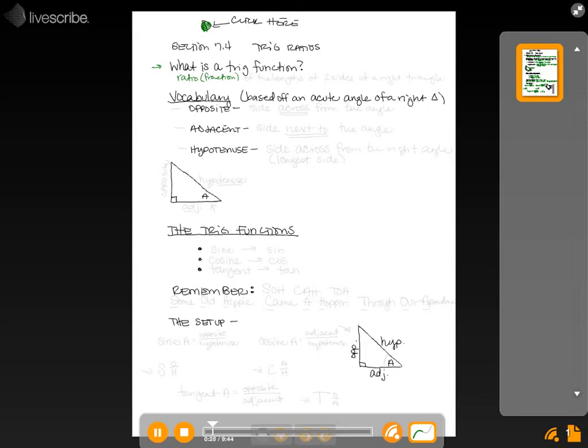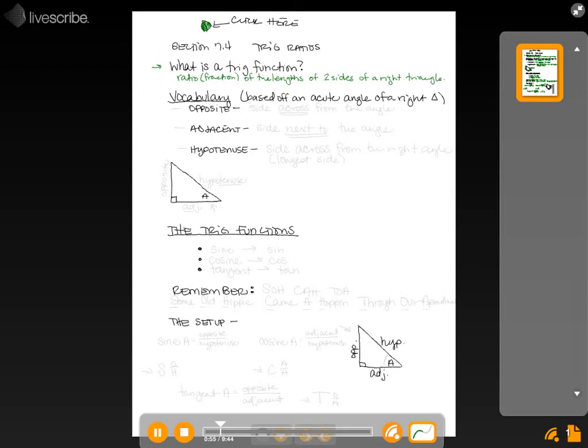Remember, a ratio is a fraction, so it's the ratio of the lengths of two sides of a right triangle. Okay? Now there's a couple important things in that definition.